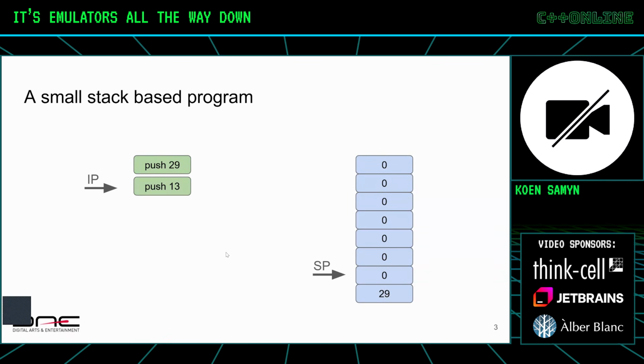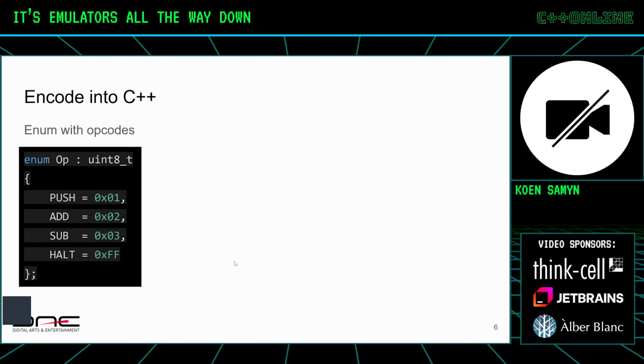We push something on the stack. It appears on the stack. The instruction pointer and the stack pointer update. We add, and then we take two numbers from the stack and put the result on the stack again, and then you halt the program. That's basically it. So how do we do this in C++26?